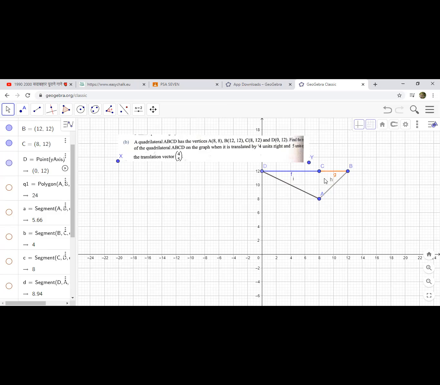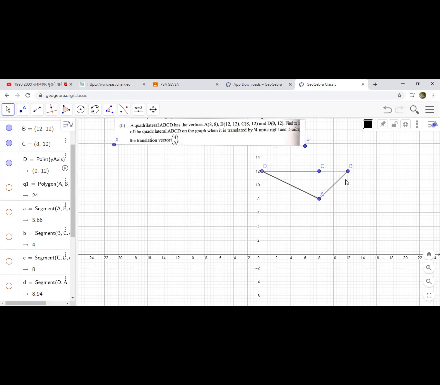Okay, this is a quadrilateral. It has four sides. These are the sides. Let me hide this label. Here the name F R. These are not necessary to show here. Let me turn off. Okay, this is a quadrilateral A B C D.